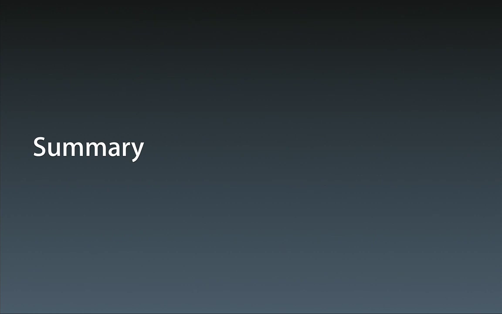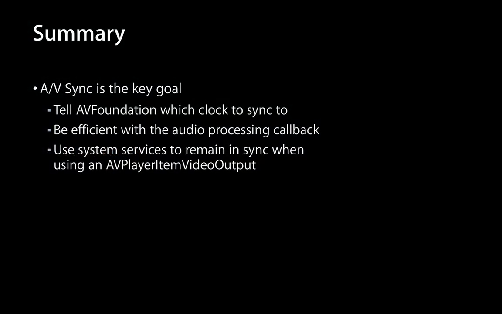Let's summarize the key points of today. The first thing that we saw was that AV sync is the key goal. It's what you need to maintain in your applications so that your users continue to experience the magic of a movie. If you lose it, the effect is lost. To ensure tight synchronization with playback within your application, you tell AV Foundation specifically which clock you want to synchronize to, which clock AV Foundation should do its time calculations with respect to.